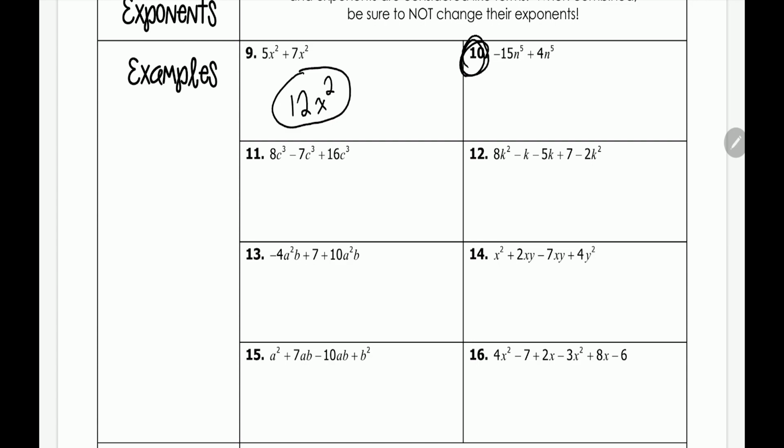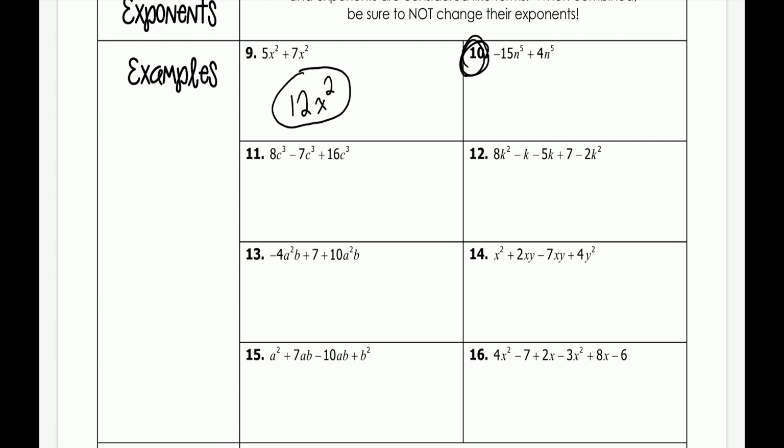So number 11, we have 8c cubed minus 7c cubed plus 16c cubed. All of them have the same variable, which is c, and all of them have the same exponent. So since the variable is c in all of these, and the exponent is 3 in all of these, we're able to just combine, add or subtract the coefficients.